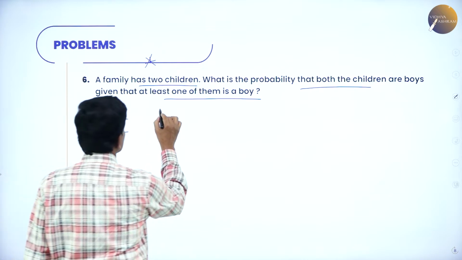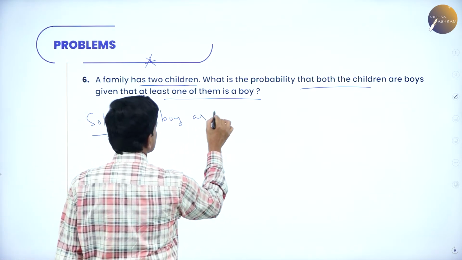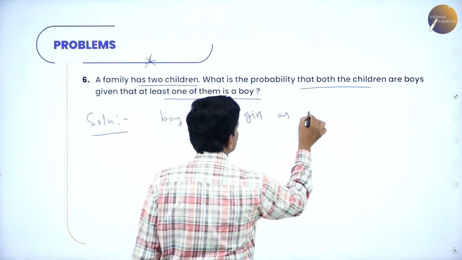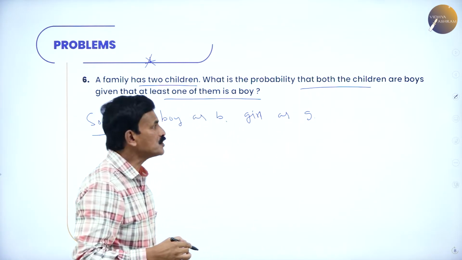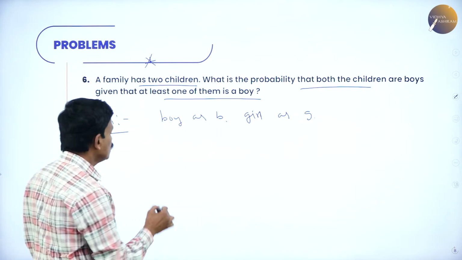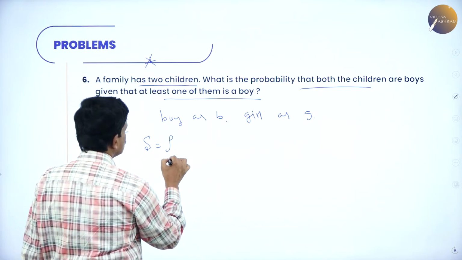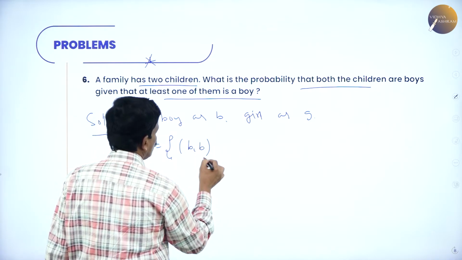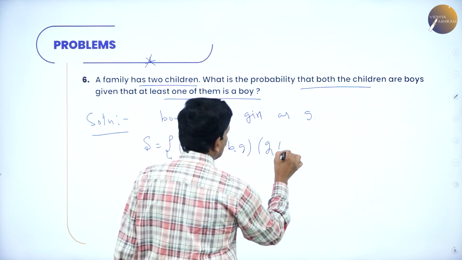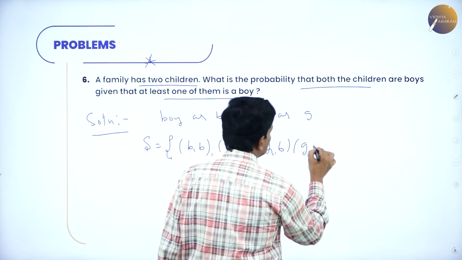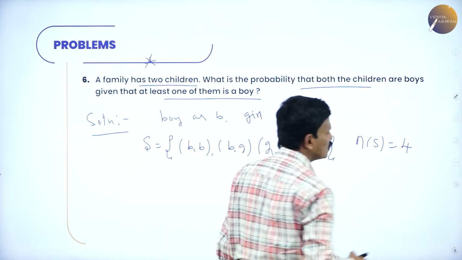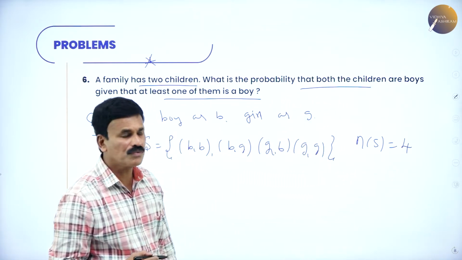Let us denote boy as B and the girl child as G. Now, a family has 2 children. So, let us consider a boy and girl. Now, what is the sample space? S is equal to boy and boy, boy and girl, girl and boy, girl and girl. Now, N of S is equal to 4. The total number of outcomes are 4.